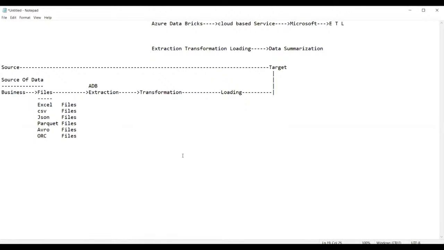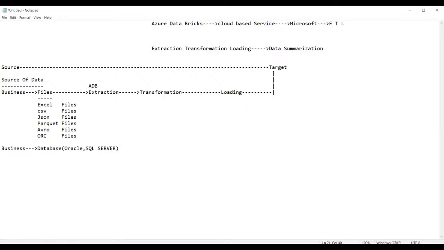Now, apart from getting the data from the files, we can also get the data from the business in the form of a database. The database can be an Oracle database, it can be a SQL Server database, it can be any type of database.